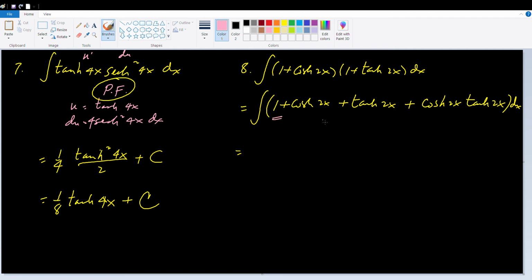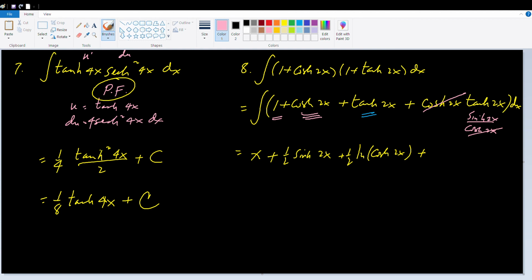We start with the integral of dx, which is x, then plus the integral of hyperbolic cosine 2x, which is 1/2 hyperbolic sine of 2x. Then the integral of hyperbolic tangent 2x dx is 1/2 ln of hyperbolic cosine of 2x, plus, now in here, hyperbolic tangent 2x is equivalent to hyperbolic sine over hyperbolic cosine. So notice that hyperbolic cosine 2x can be cancelled, and what remains is hyperbolic sine of 2x, and its integral is 1/2 of hyperbolic cosine 2x plus c. Okay?